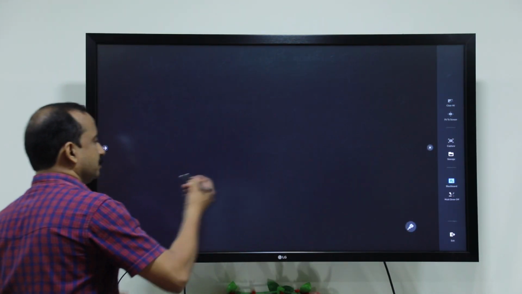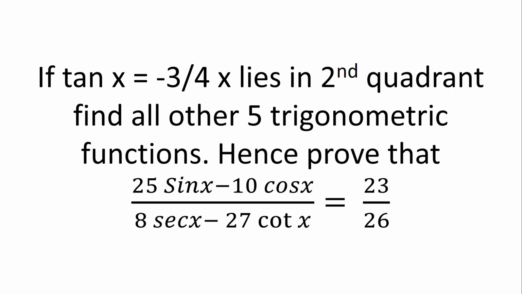Now discuss one more question based on this type of problem. Tan x equal to minus 3 divided by 4. x lies in the second quadrant. Find all other 5 trigonometric functions. Hence, prove that 25 sin x minus 10 cos x, the whole divided by 8 sec x minus 27 cot x is equal to 23 divided by 26.